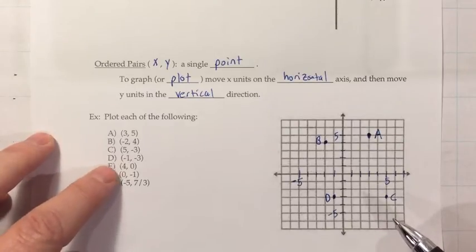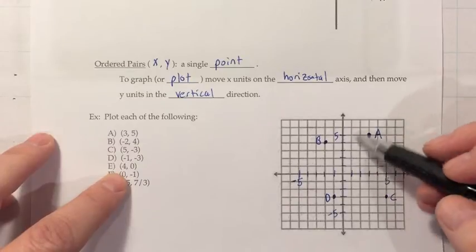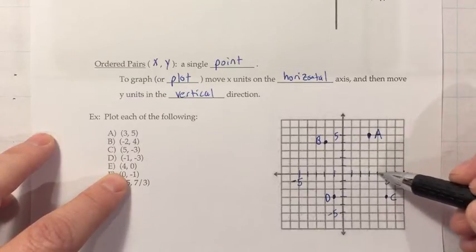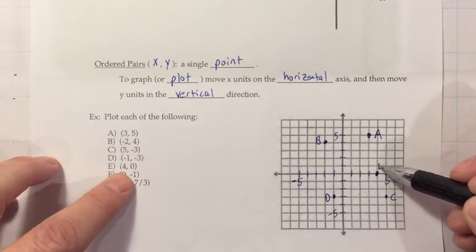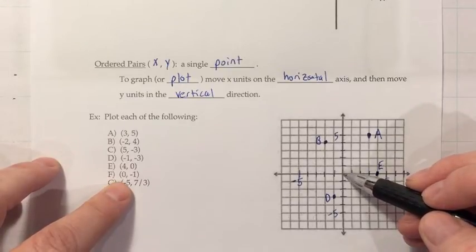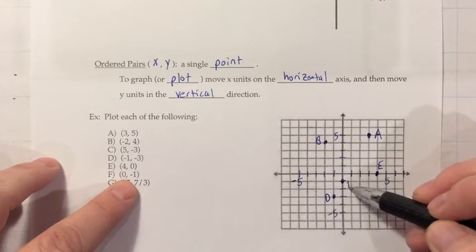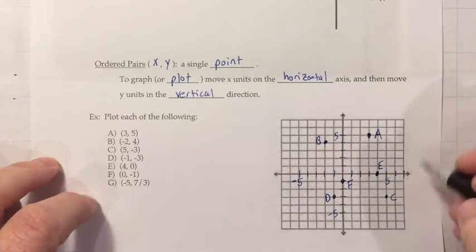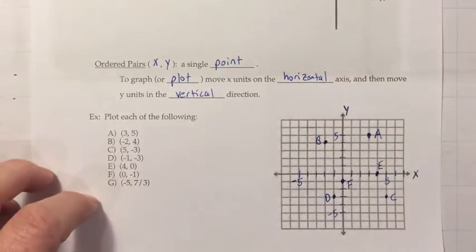Alright, and then these have some zeros in them, so what's different about that is we only get movement in one direction. So for E, we start at the origin, go over 1, 2, 3, 4, and then up 0. So we just stay right there, and there's E. On this one, we start at the origin, we go over 0, so we don't move, and then down 1. So there's point F. So with those zeros, you always end up either on the x-axis or the y-axis, and it's good to label those too. So let's throw those labels in there.